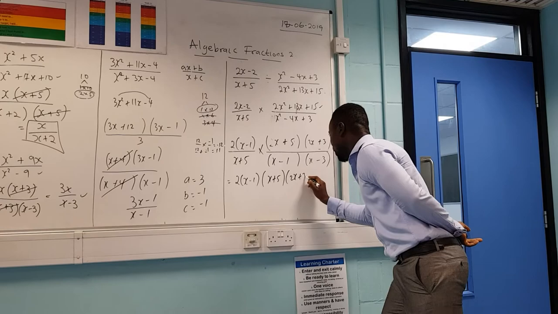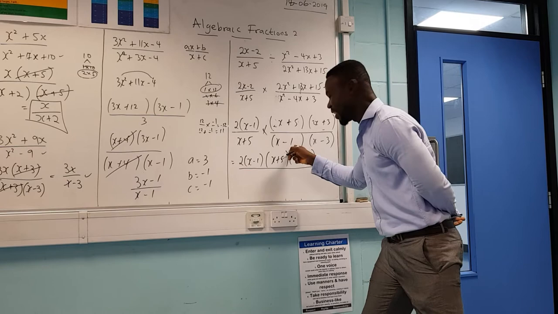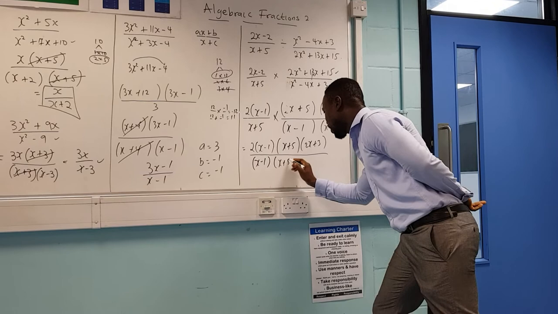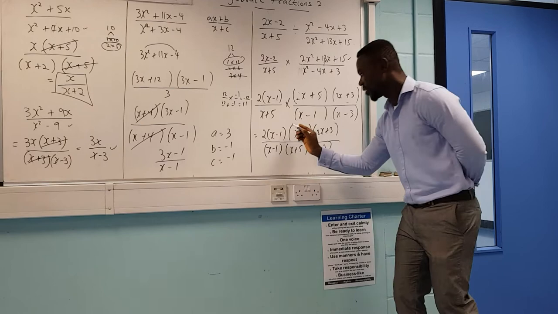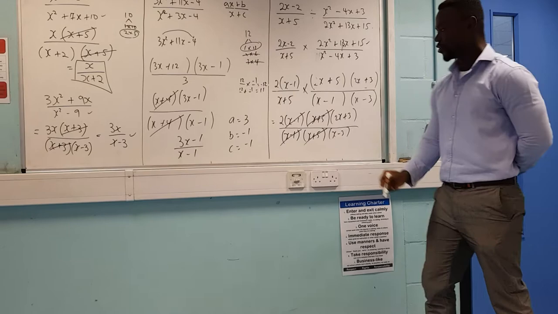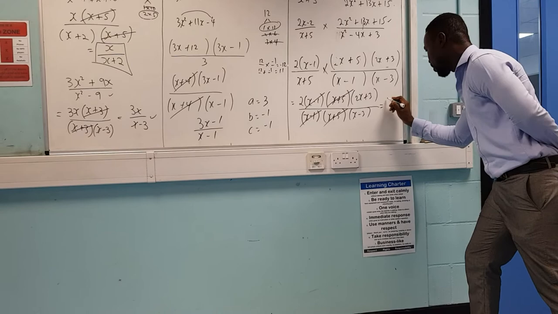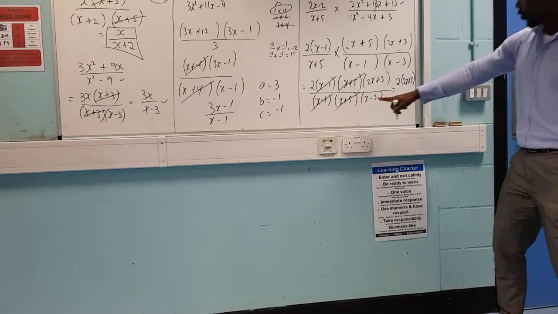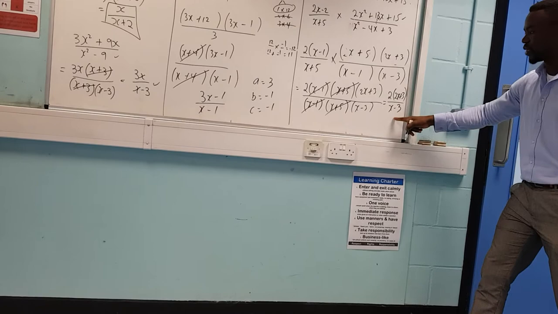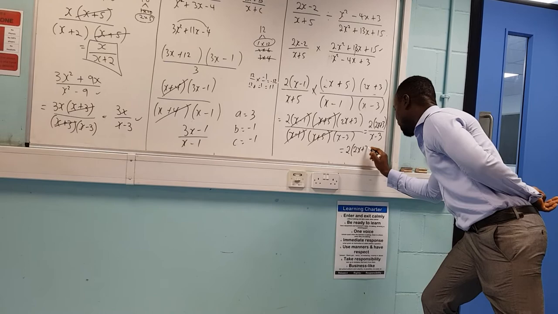It's the same. I'll bring this one first so you can see x minus 1. Then I'll bring the x plus 5. Then x minus 3. So that you can see that I can cancel them quickly. This can cancel this. This can cancel this. So what do I have left at the top? I have 2 times 2x plus 3. What do we have down here? Only x minus 3. Can we do anything to this again? No. So your answer is 2x plus 3 all over x minus 3.